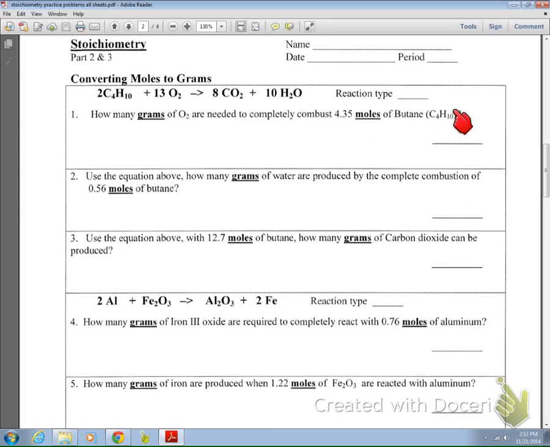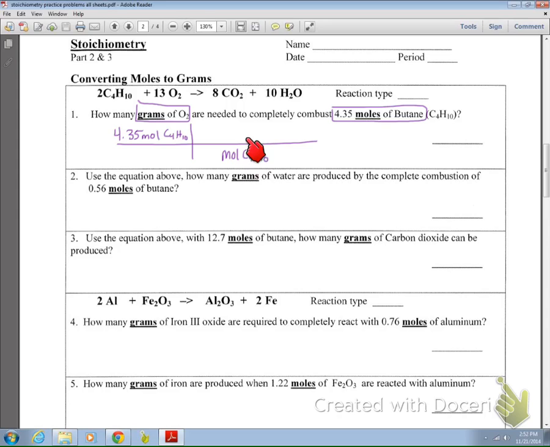So we start with 4.35 moles of butane, which I need to put in the upper left-hand corner of my T-chart. And because I have moles of butane here, I'm going to have moles of butane on the bottom. Then you ask yourself, can I go from moles of butane to grams of oxygen? We do not have that conversion unit, because anytime we go moles to grams, our compounds or elements need to match.